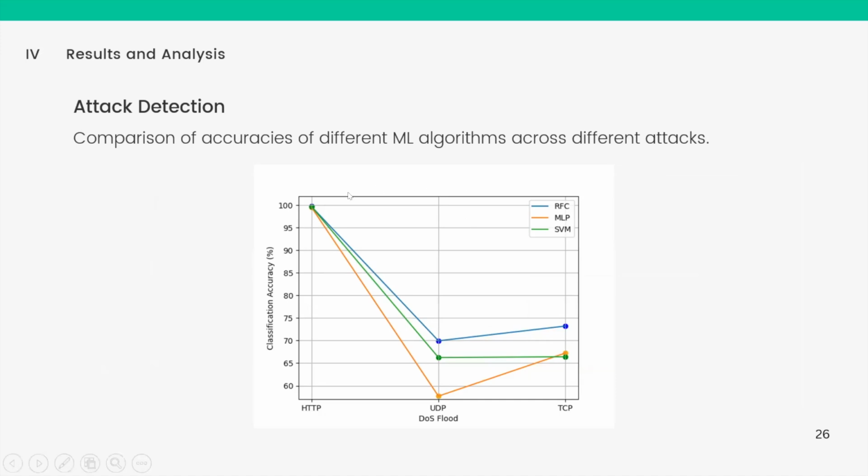DoS HTTP flood is the most recognizable, then we have TCP flood in second place and UDP in third place. We can also see that the random forest classifier with AdaBoost performs better than the other two.